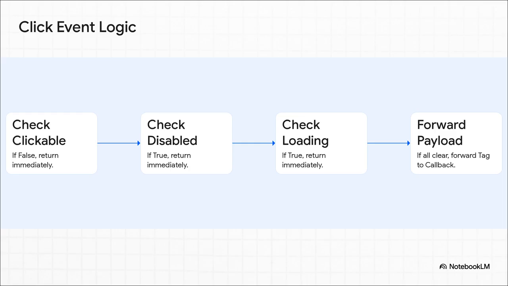Again, it returns. So the absolutely crucial point here is that only if all those states are clear does it finally move to step 4, where it safely forwards the button's tag payload straight to your callback subroutine. And brilliantly, clicking the actual SVG icon itself or clicking the loading spinner does absolutely nothing. Those clicks are ignored and everything is routed safely through that root base view.